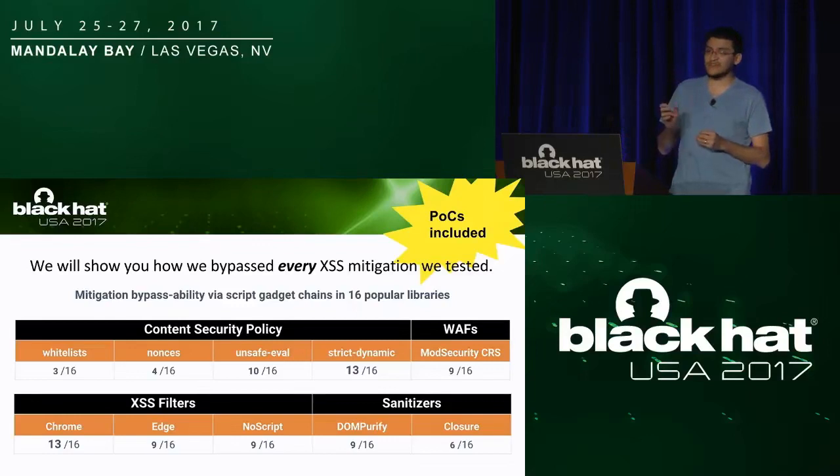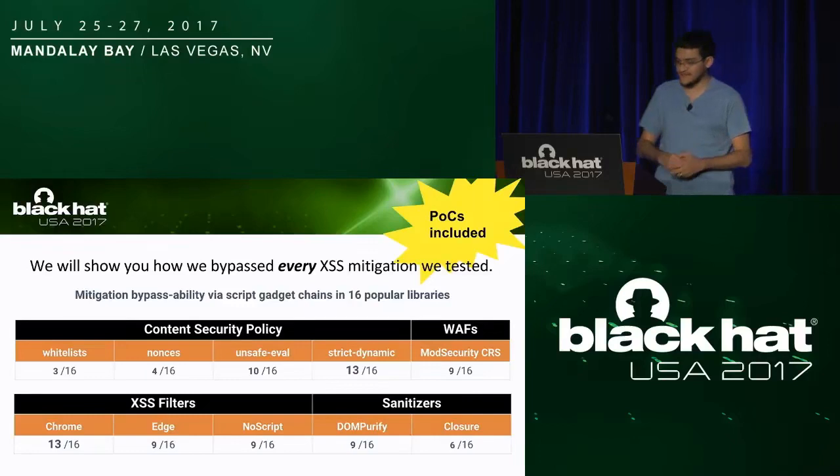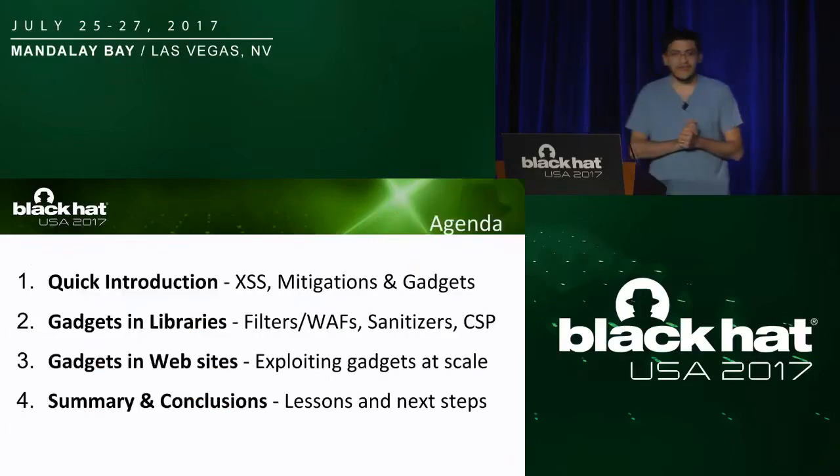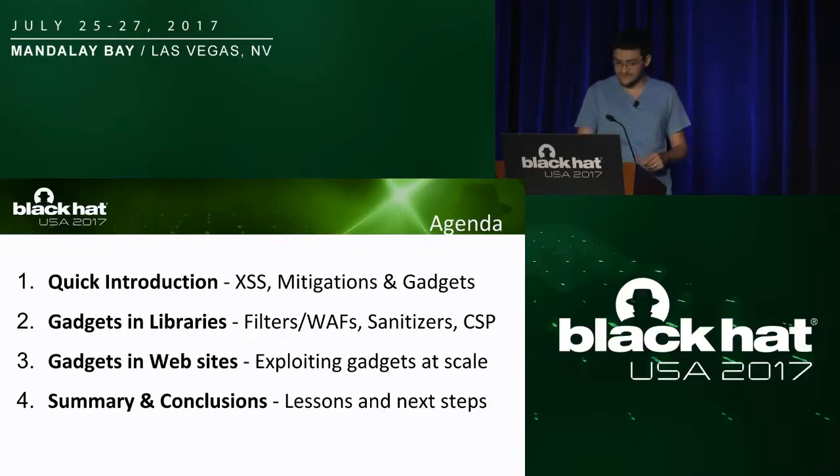The website will post a copy of the repository, but there's another version online if you want to see the proof of concepts. So, a quick agenda of what we're going to do. I'm going to give you a very quick introduction for around 10 minutes. Then Koto is going to present the gadgets in libraries, which is the research done manually by us against the most popular libraries we came up with. And then Sebastian will talk about gadgets in websites. We run a study around the Alexa Top 5000 and then try to find gadgets automatically and generate exploits automatically. And at the end, we're going to have a very brief summary and conclusions.